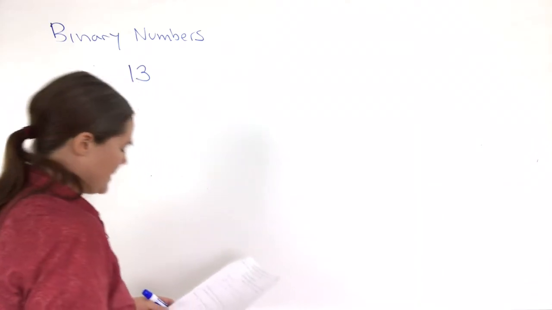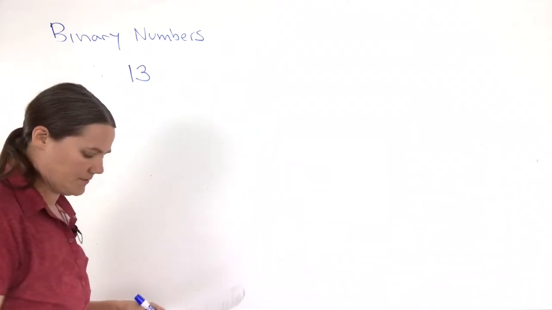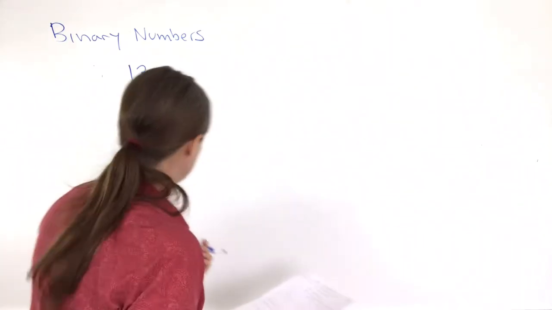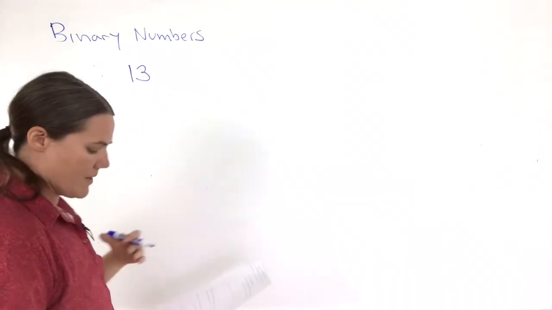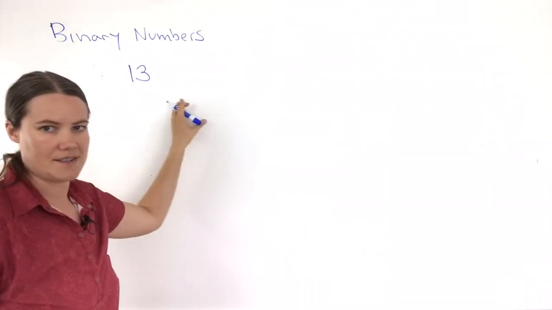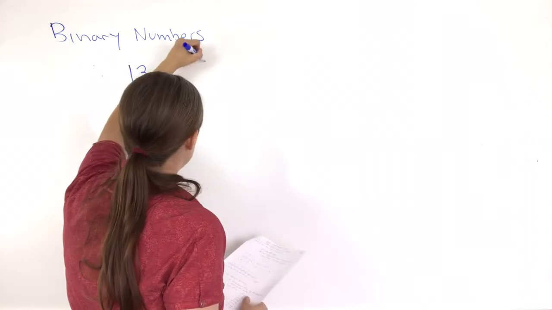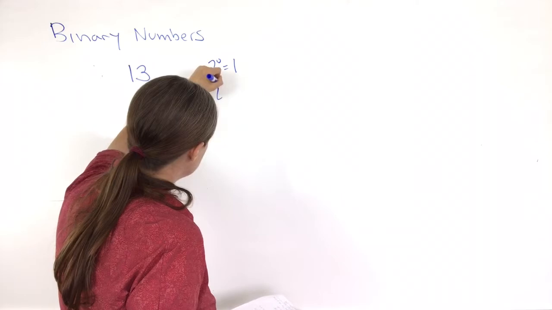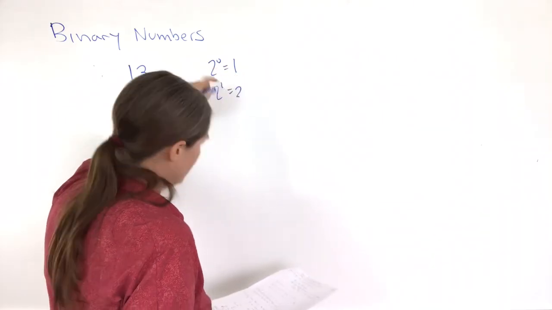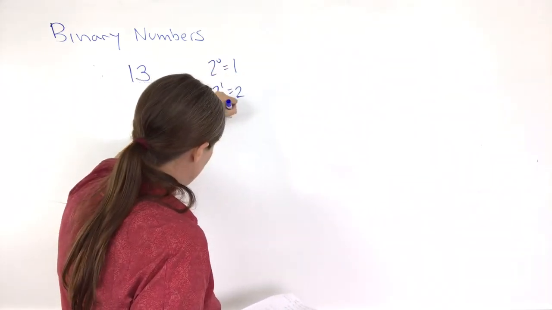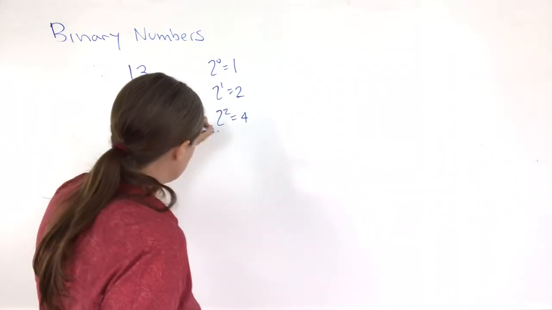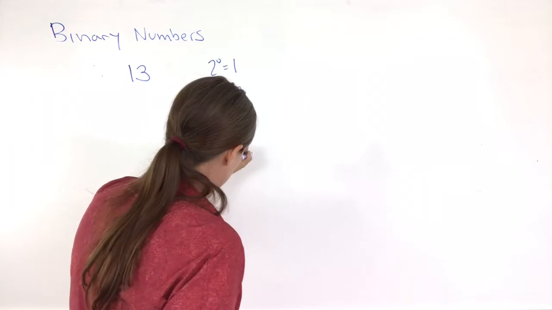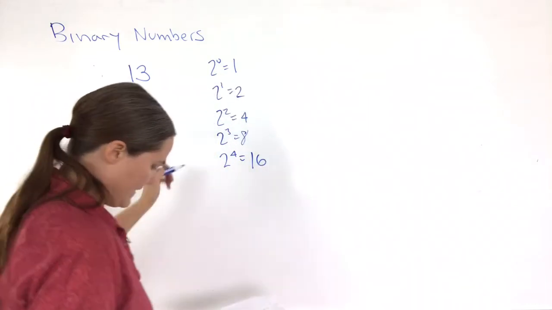But just to start, what I like to do is first of all write down the powers of 2, because what you're really doing is figuring out what powers of 2 you need to make this number. So first of all, we have 2 to the 0 is equal to 1. 2 to the 1 is equal to 2. 2 squared is equal to 4. 2 to the third is equal to 8. 2 to the 4th is equal to 16.